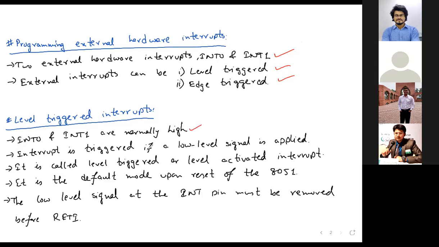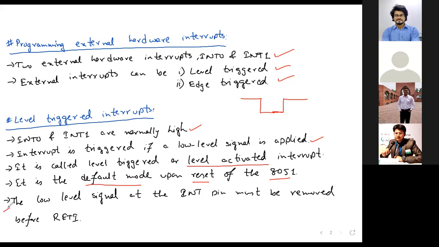So interrupt is triggered if a low level signal is applied. As we said, normally the interrupts are high. If a low level signal is applied, then the interrupt is triggered or activated. So normally they are high, we apply a low level signal. Fine. So it is also called level activated interrupt. This is just the other name. And this is the default mode upon reset of your 8051. That is, by default, your level triggered interrupts are enabled.